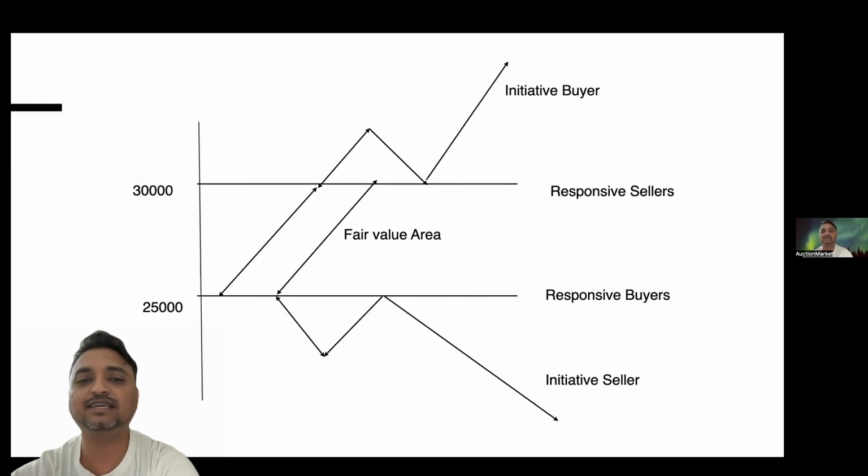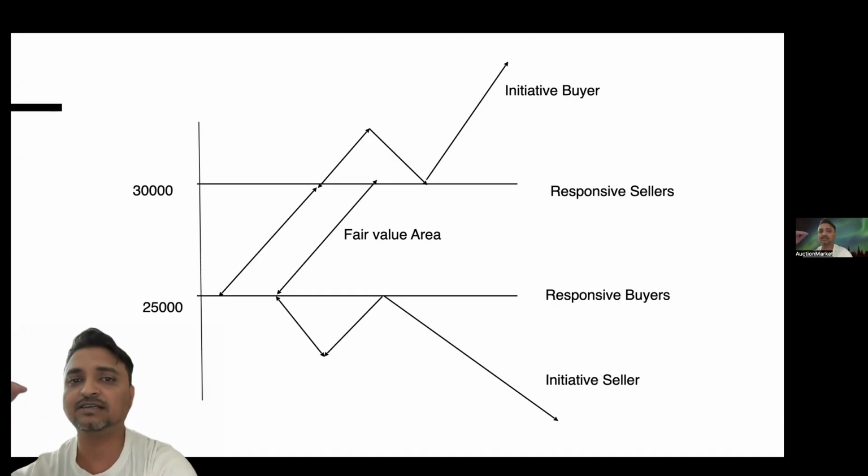So here you can see the limit is between 25,000 to 30,000. Between that limit, that particular area is called a fair value area. A fair value area is a range where you have one support and one resistance. You have one volume node as a support and another volume node as a resistance. That region is called responsive sellers. As you can see here, the resistance is called a responsive seller and the support is called a responsive buyer.